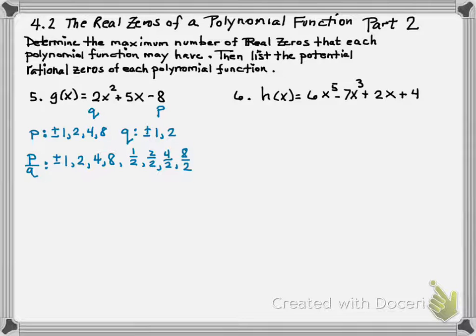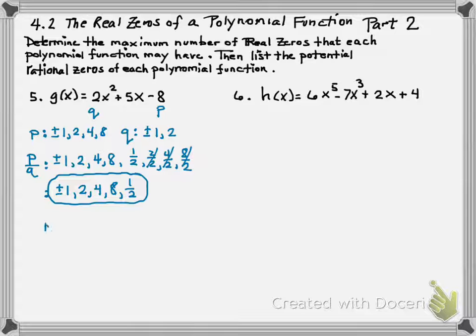Okay, so your possible roots are going to be plus or minus 1, 2, 4, 8, 1/2, but 2 over 2 is 1, so you don't need that. 4 over 2 is 2, you don't need that. And 8 over 2 is 4, you've already listed that, so you don't need that either. Alright, so here are your possible zeros.